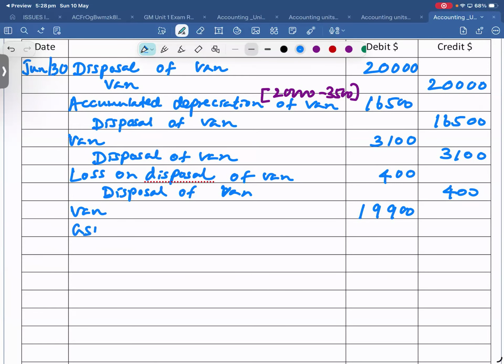GST clearing, how much? 2,300. You credit. So everyone is okay with this value, 19,900? 23 take away 3,100. I think it's 22,200. Yes, sorry, 22,200.